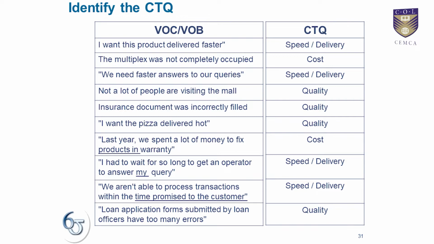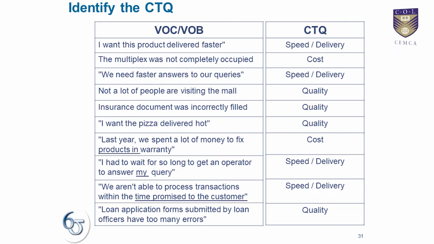The next in line says the multiplex was not completely occupied. Let's say when we go to a movie and we see most of the seats are empty. So what do we call it? Maybe the occupancy rate was very low, or we can also say the cost of the tickets was so high that the hall was not completely occupied. Another VOC example can be, we need faster answers to our queries. So what are we looking at? The response rate, again the speed of delivery. Not a lot of people are visiting the mall, which means the footfall is very low in the mall.